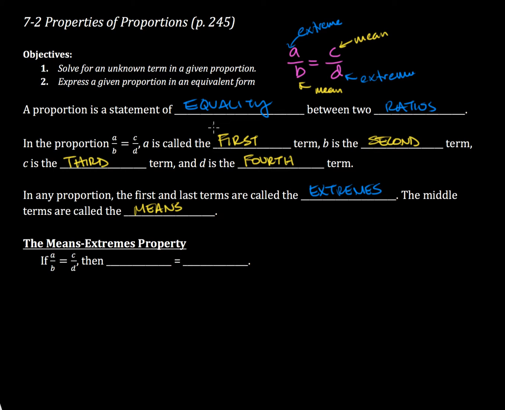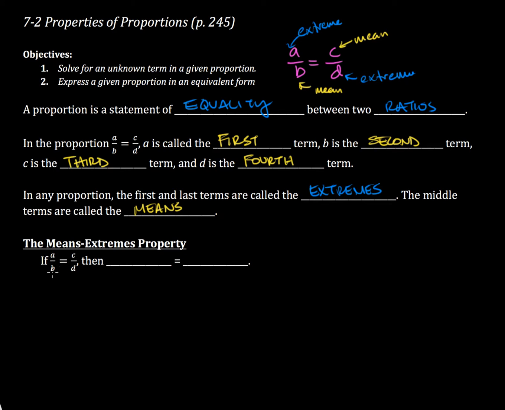Now, why do you need to know that? Well, I guess you don't really need to know that. But the next thing we're going to learn, which is very valuable to us, is technically called the means extremes property. So I wanted to explain where that name comes from. You actually probably know this by a different name.